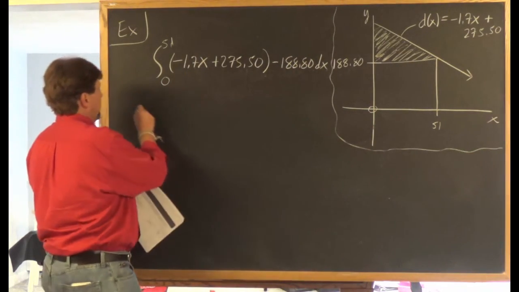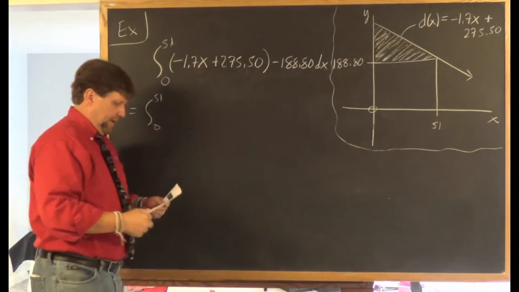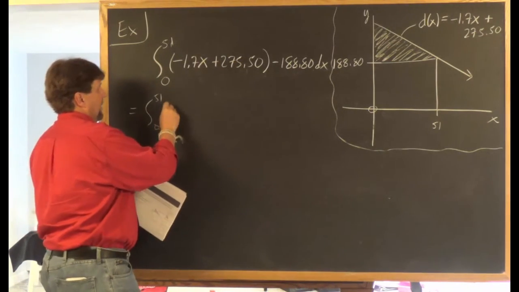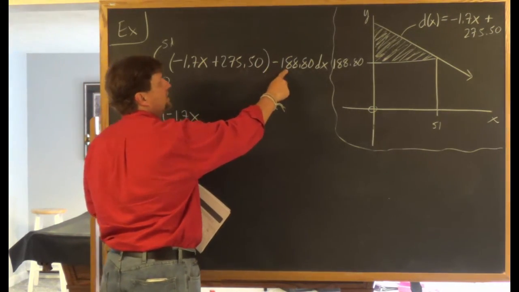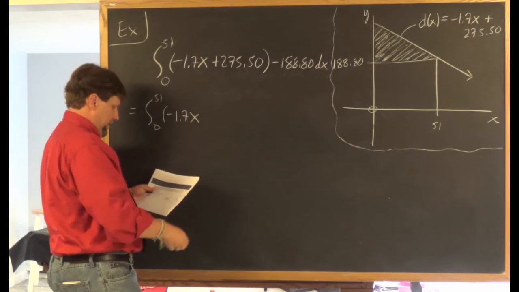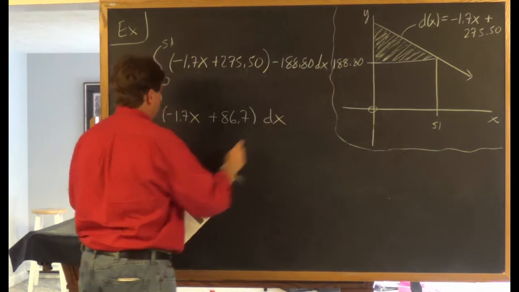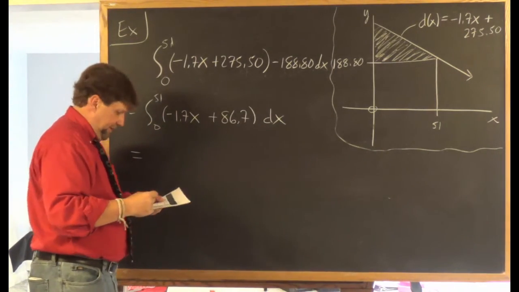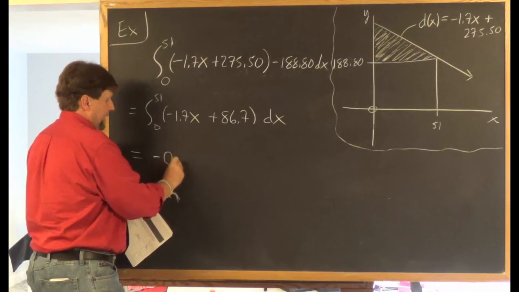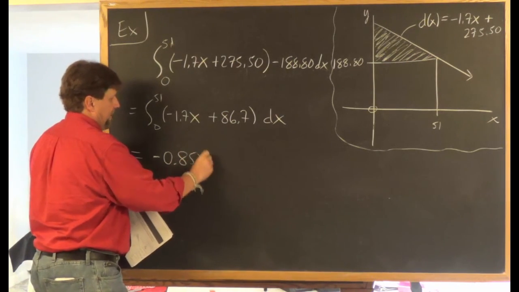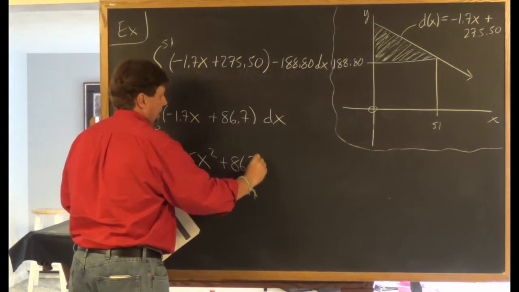So to do this, I'm going to start by simplifying what I'm trying to integrate. In other words, it's negative 1.7x plus 275.50 minus 188.80. I combine those together and I get 86.7. Now I go through the calculus, get an antiderivative. The antiderivative of the first piece, using our old power rule, is negative 0.85x squared. The antiderivative of the second is 86.7x.